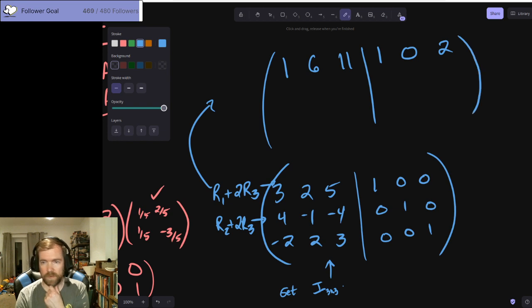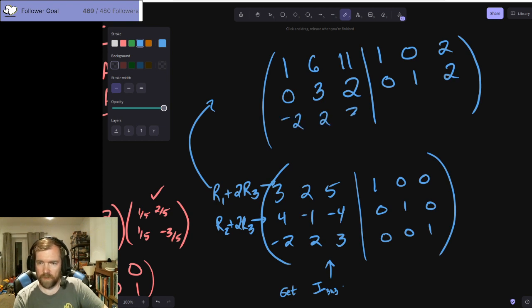So 0 plus 2 of the bottom row gets us 2. Going down to the second row, row 2 plus 2 of the row below it is 0. -1 plus twice 2 is 3. And -4 plus twice 3 is 6 is 2. 0 and 0. 1 and 0. And 2. -2, 2, 3. 0, 0, 1.